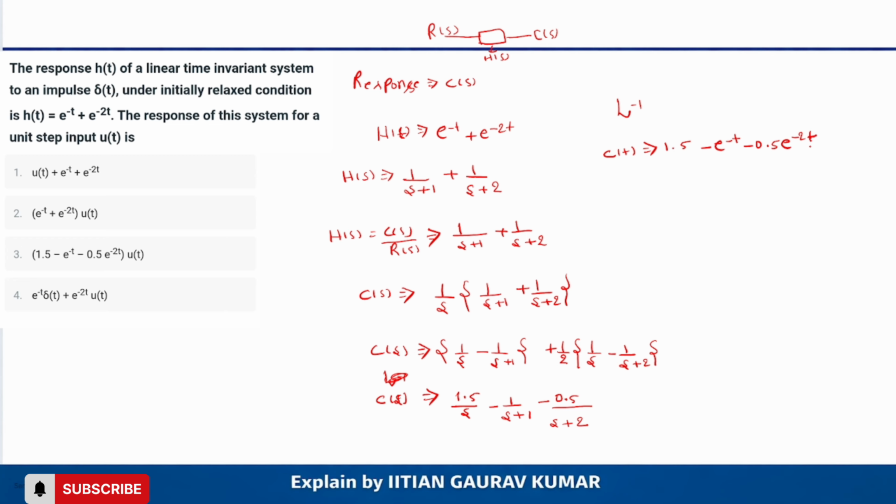I think you are all aware of the Laplace transform, and this is u of t because t is greater than 0. So which option is correct? 1.5 minus e to the power minus t minus 0.5 e to the power minus 2t. So option 3 is the right answer to this question. Okay.